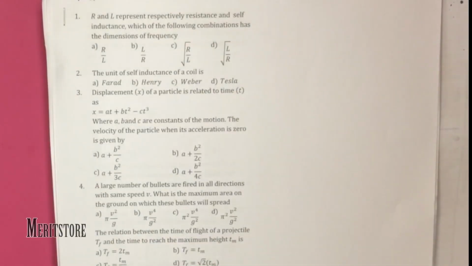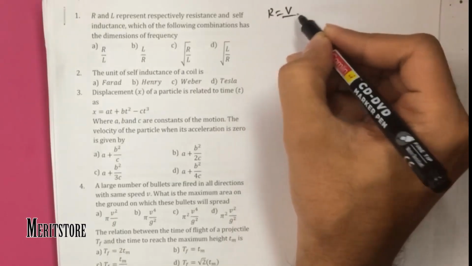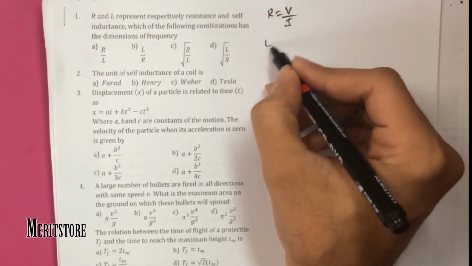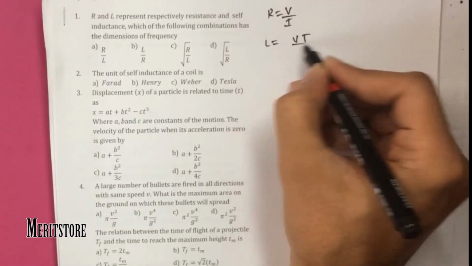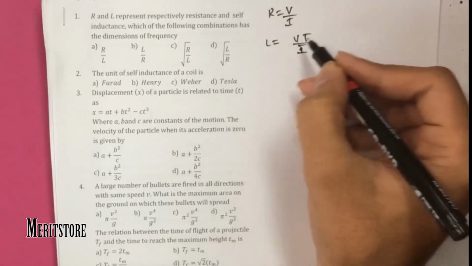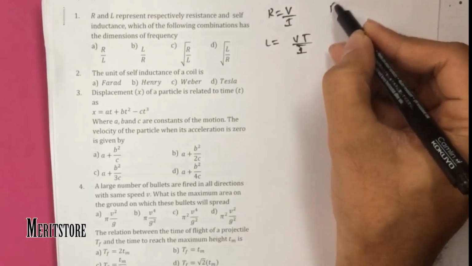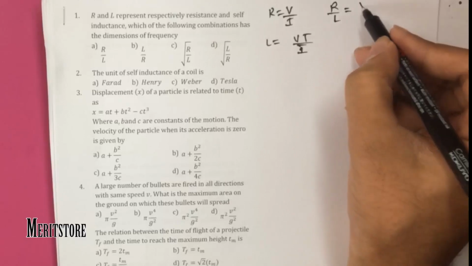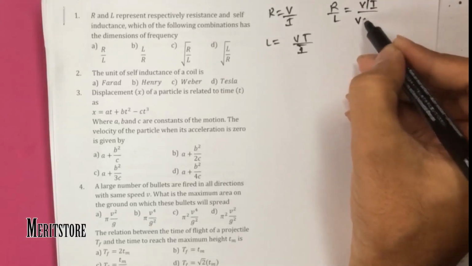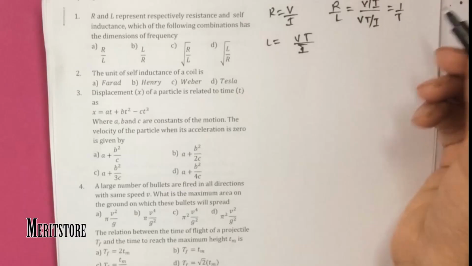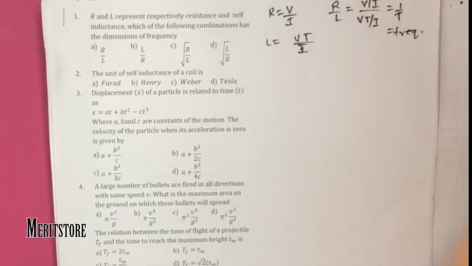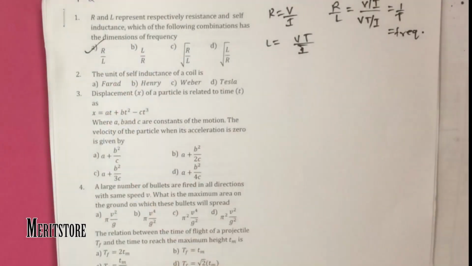Question 1. R and L represent respective resistance and self-inductance. Which of the following combination has the dimension of frequency? Now resistance is V by I and inductance is Vt by I. So the combination R by L would be equal to V by I divided by Vt by I, which will be equal to 1 by T, which is nothing but frequency. So the combination R by L would be the correct option.